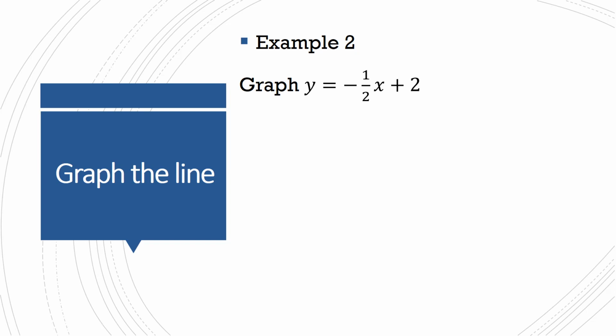Let's do example 2 on our own. So we have y equals negative 1/2 x plus 2. Now this equation is already in slope-intercept form. So we can take that equation and identify the slope and identify the y-intercept pretty quickly.